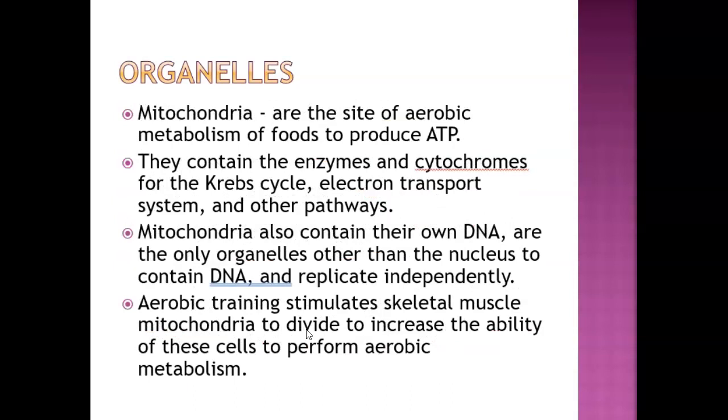A very important organelle within the cell is the mitochondria. It's the site of a majority of ATP synthesis. Not all ATP is produced in the mitochondria, but a majority of it is when oxygen is present. When oxygen is not present, the mitochondria can't function. They contain their own enzymes. They contain special proteins, these cytochromes. It's where the Krebs cycle takes place. It's where the electron transport chain is located.